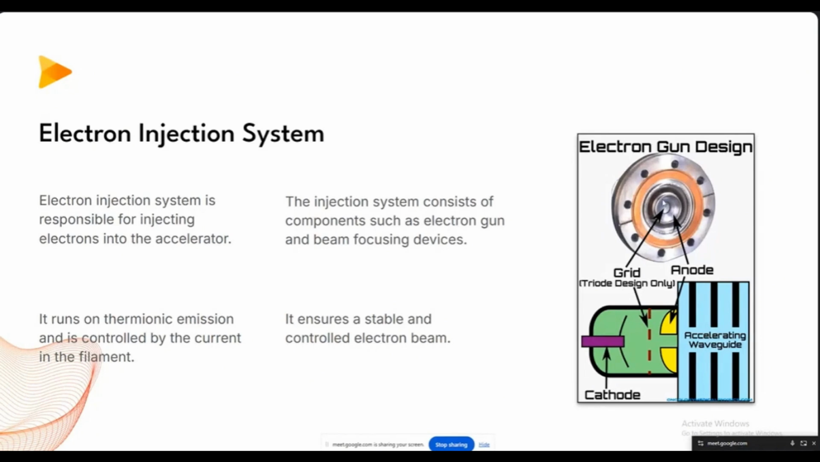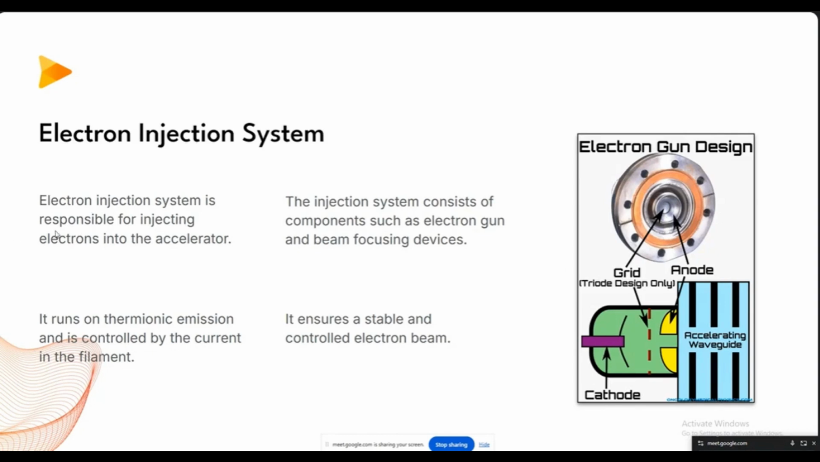This is how it looks like. You have got this grid inside. Inside there is a filament from which electrons come out because of this small positive charge which pulls these electrons out. So this is how the electrons are being injected.